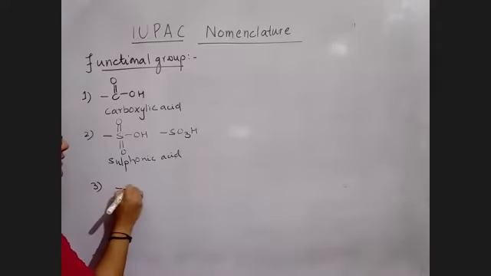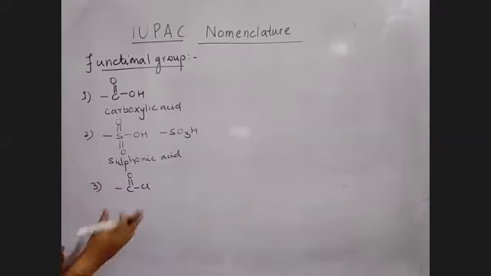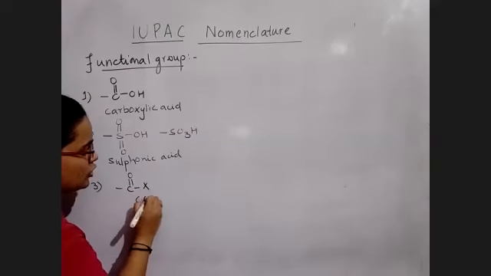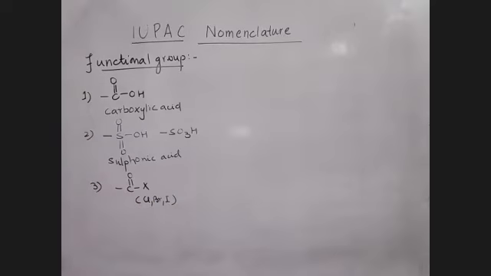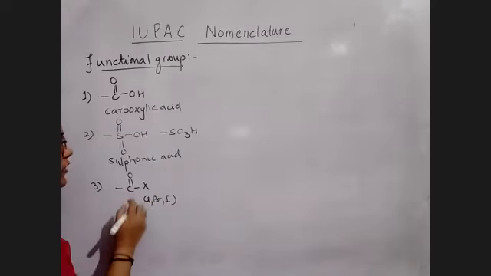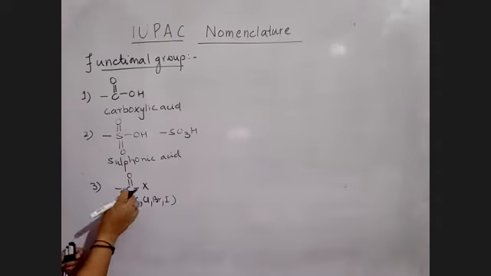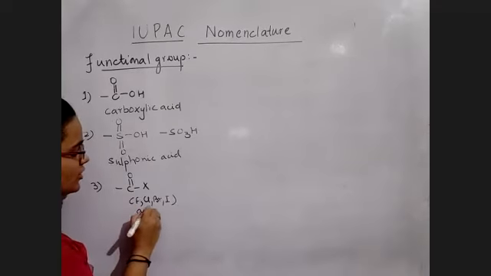Third, COCl or COX. This X is halogen. It can be chlorine, bromine, iodine, or fluorine. And the name of this is acid chloride or carbonyl chloride. So this is acid chloride.